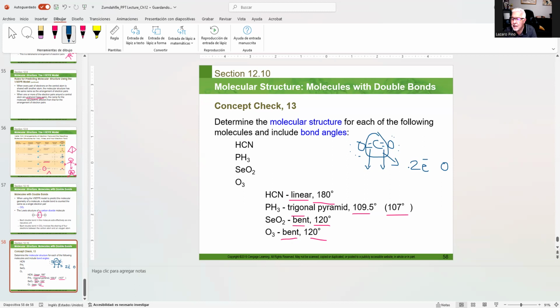Then any molecule with two groups of electrons on the central atom and no lone pairs will for sure be linear. And the angle of bond will be 180. And so on. Then for molecules like this, phosphorus that has three groups of electrons around the central atom, but with a lone pair, these molecules will be trigonal pyramidal, and so on.